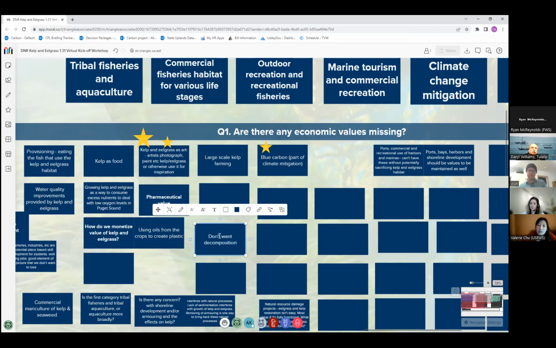So we're really trying to figure out how we can prevent the releasing of the carbon after the growing season for our underwater crops, and still be able to generate some kind of revenue to help pay for growing the kelp and eelgrass.